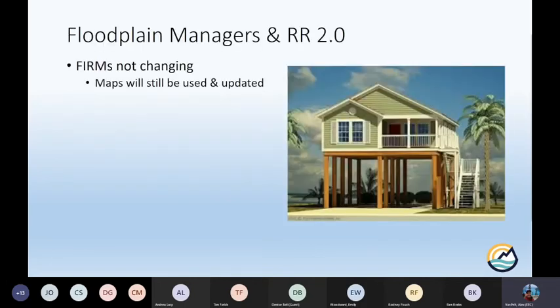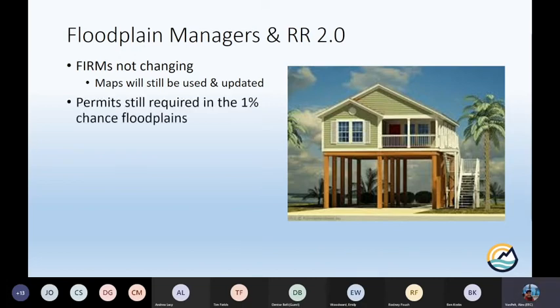So I want to call back, again, Flood Insurance Rate Maps, those are not changing. The acronym has to change, because the maps are no longer going to be used for rating. But the FIRMs themselves, the panels, the digital flood maps, are still going to be used. They're still going to be updated. They're still going to be used for management decisions, the mandatory purchase, stuff like that.